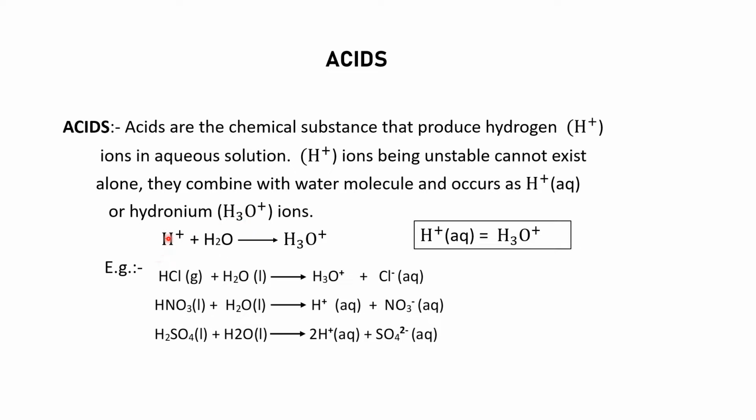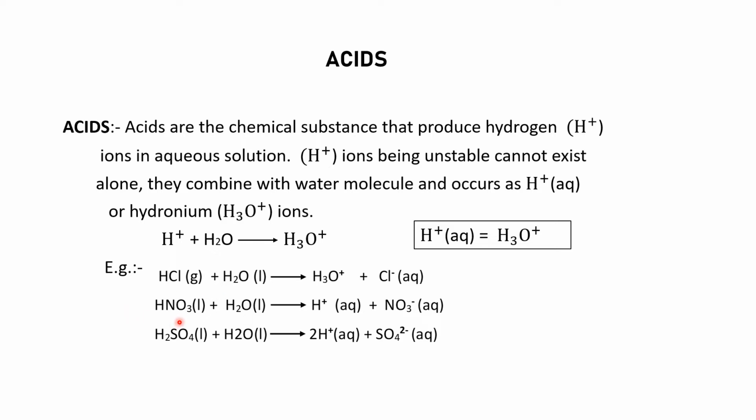Now you see, when H+ ion combines with water, it forms hydronium ion. So either you write H+ aqueous or you can write hydronium ion. In both cases it remains the same. Now let us see some examples. We have an acid, hydrochloric acid. When it dissolves in water, it forms hydronium ion, and there is production of another ion, that is chloride ion. Here you see this is also hydrated. So you see there is production of two different ions, one is a cation, another is an anion.